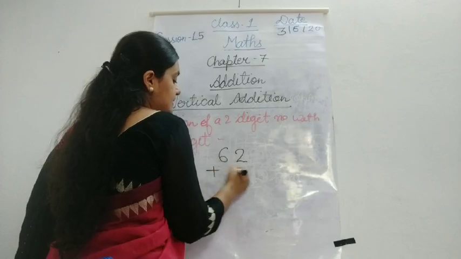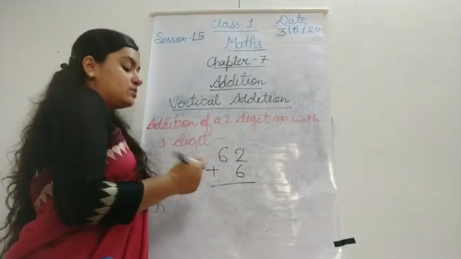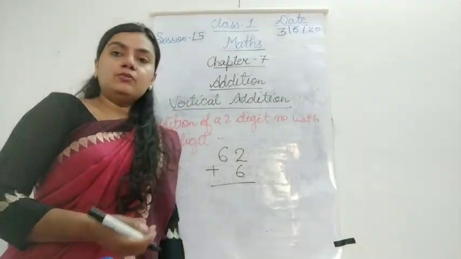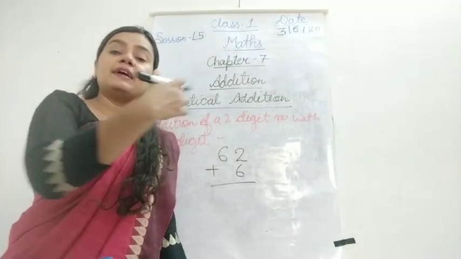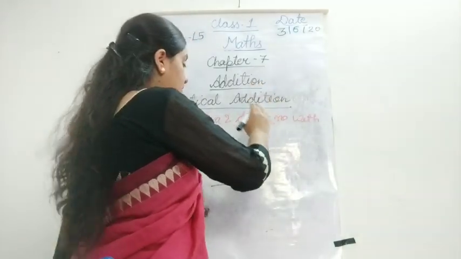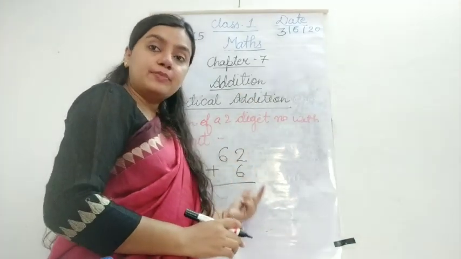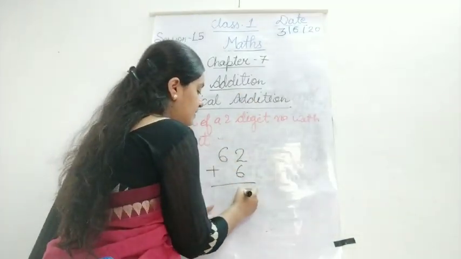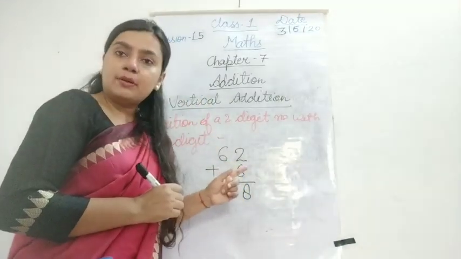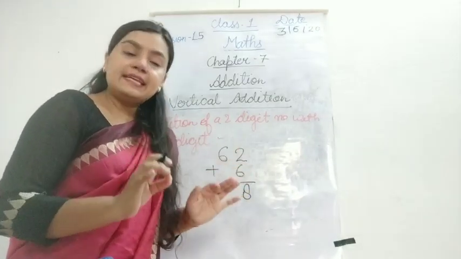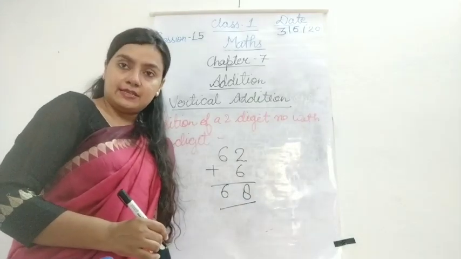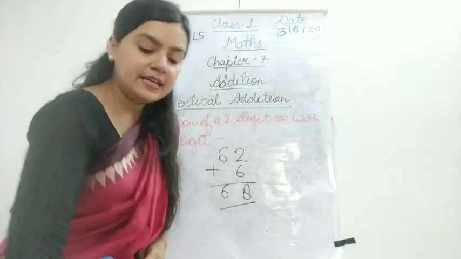62 plus 6. As I told you, addition always starts from the right side. Which is the right side? This is the right side. So 2 plus 6, what number will come? It will be 8. And below 6, you can see no number is there, so we will not add anything to 6. Simply we will write down 68.